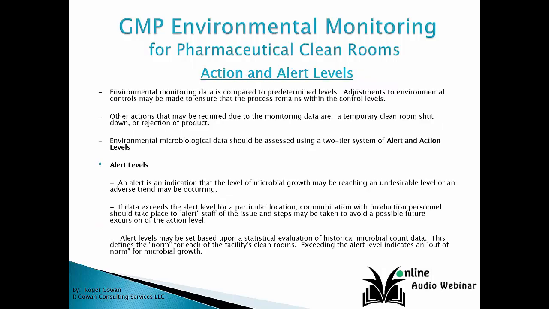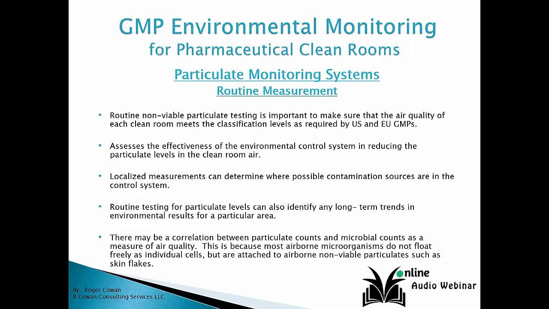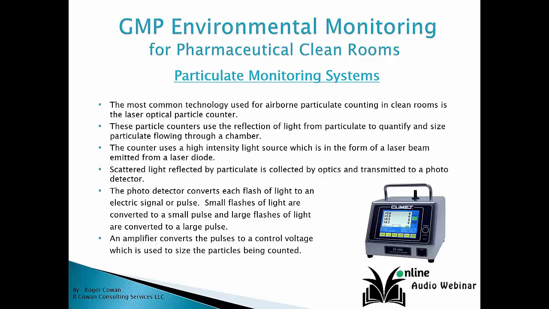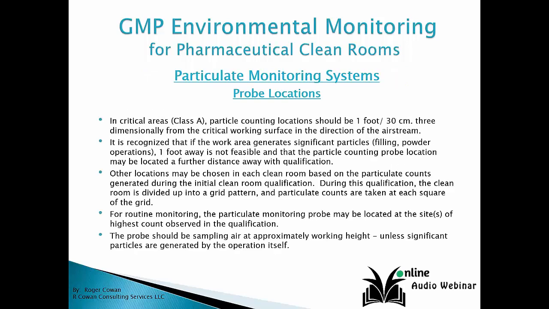So let's move on to action and alert levels for environmental monitoring. You can set your action levels based on the published regulatory specifications that we just saw, particularly with the non-viable particulate monitoring systems. Obviously, routine measurement is needed. So how do you measure non-viable particulate? The most common technology used is the laser optical particle counter. Many companies have adopted a continuous, automated, real-time remote system for these particulate monitoring systems. The probe should be sampling air at about working height.